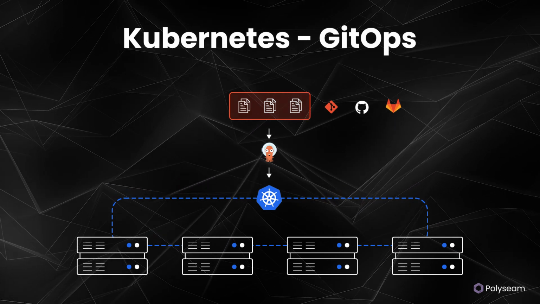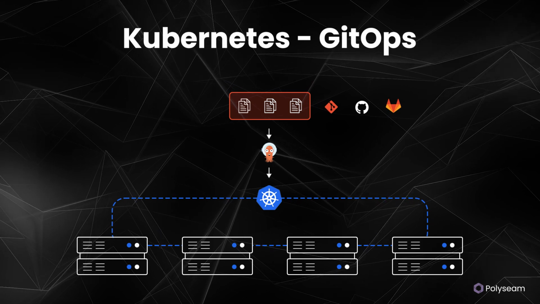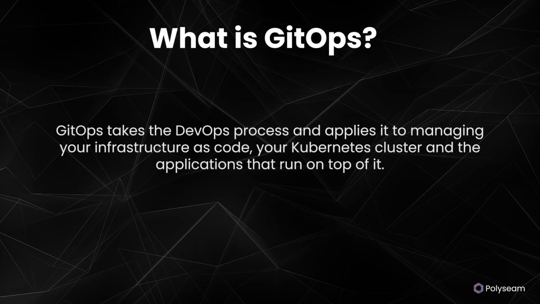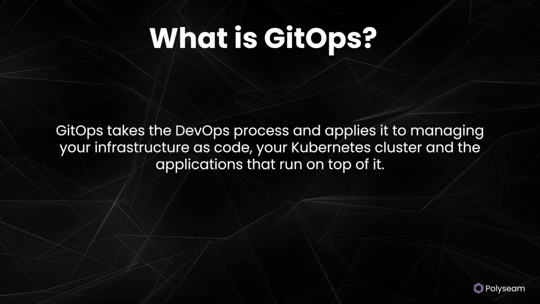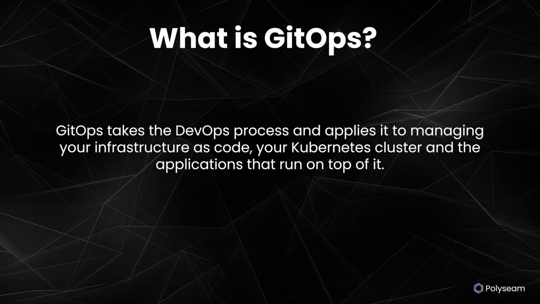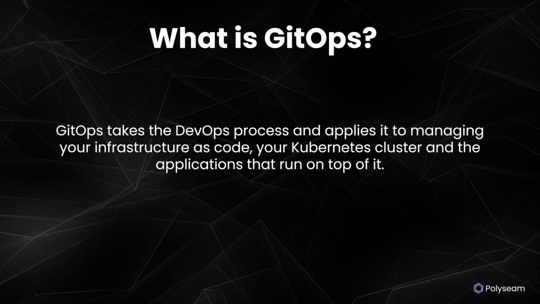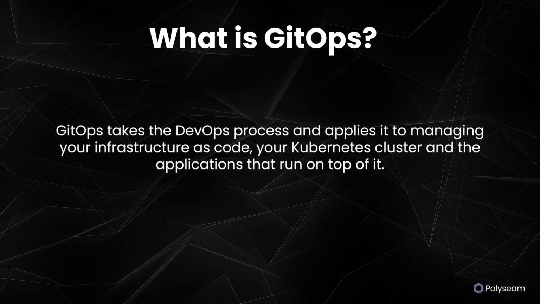And trust me, I know this is a complex topic, so let's recap our definition now that we've gone over all the individual aspects. GitOps takes the DevOps process and applies it to managing your infrastructure as code, your Kubernetes cluster, and the applications that run on top of it. Essentially, what we're doing is using the DevOps process to manage our hardware and software that run our compute workloads.